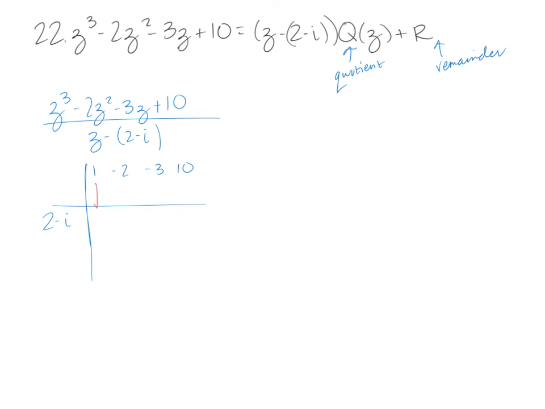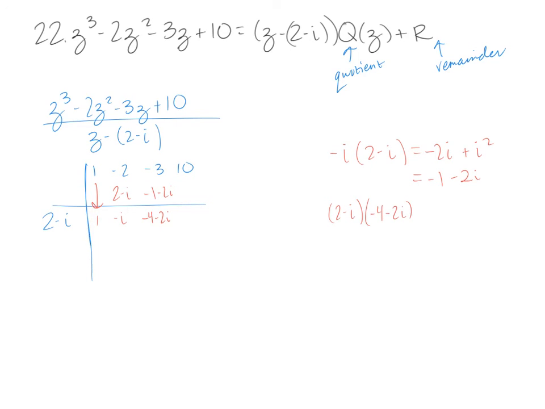We're going to bring down the 1. 2 minus i times 1 is just 2 minus i. -2 plus 2 minus i is going to be -i. i times 2 minus i is going to be -2i plus i squared, or -1 minus 2i. -3 minus 1 minus 2i is going to be -4 minus 2i. And 2 minus i times the quantity -4 minus 2i.